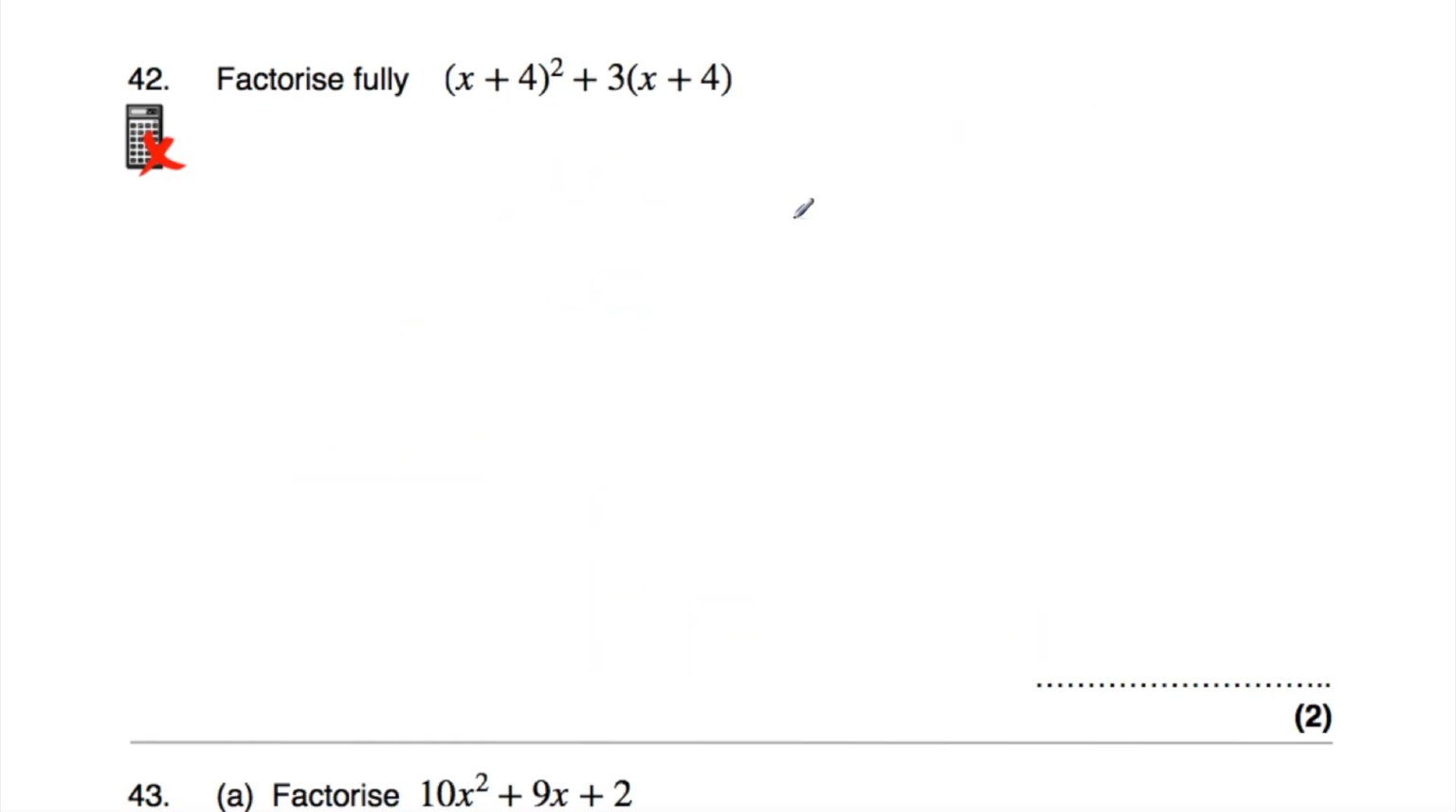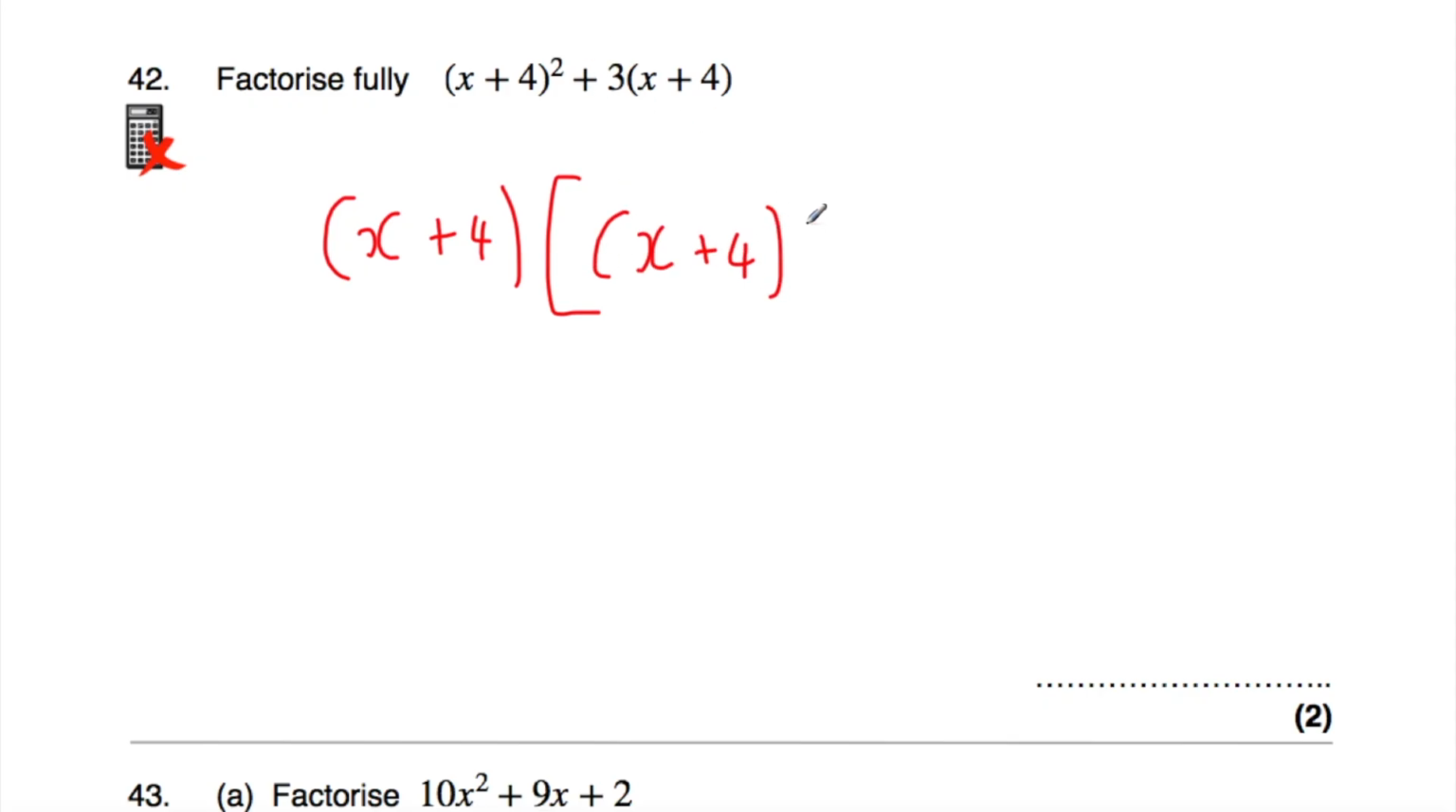Another approach is just take the bracket out. So here we've got x plus 4 squared plus 3, and then in brackets x plus 4. So we could actually just take the bracket out. So we could say we can divide both of these by x plus 4. So let's take x plus 4 out. And then if we divide both of these by x plus 4, now I'm just going to put square brackets here. And then if I divide this by x plus 4, well, we've got x plus 4 times itself. So if we divide it by x plus 4, we'll be left with an x plus 4. So I'm just going to put that in a bracket, x plus 4.